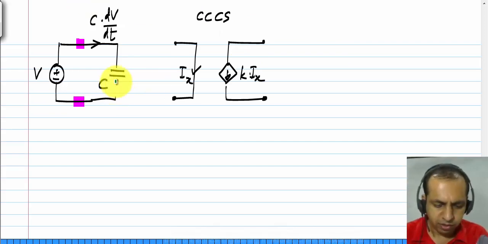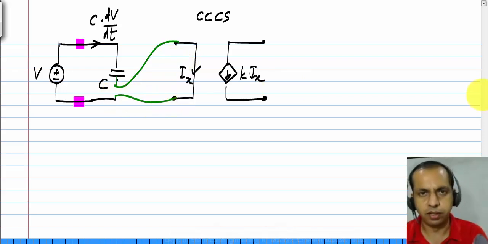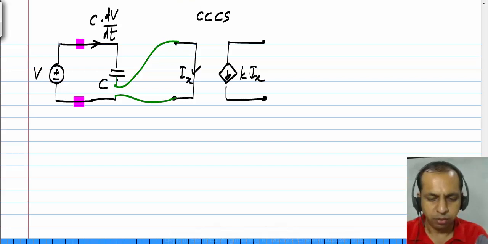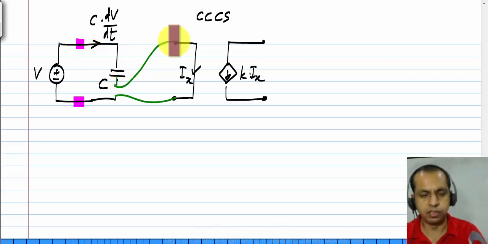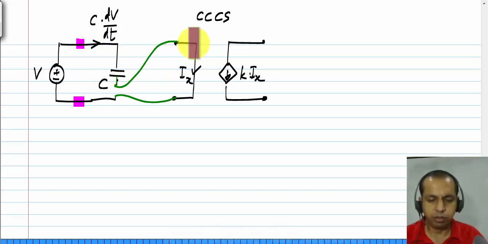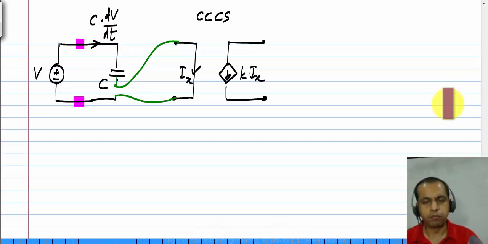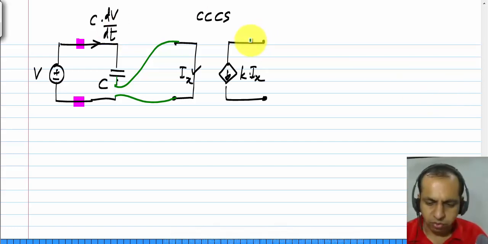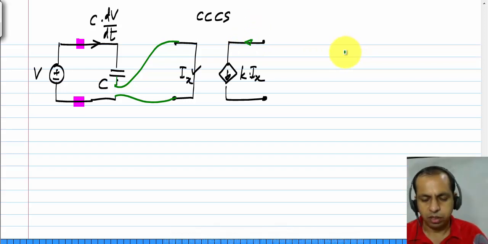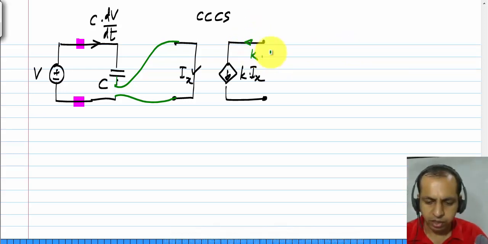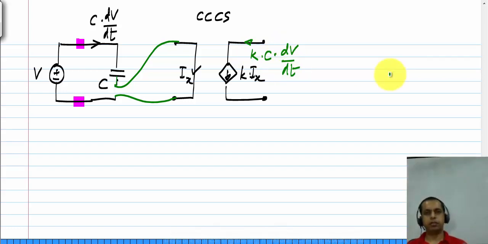I will sense the current flowing through the capacitor using the input branch of the current controlled current source. Now you observe that absolutely nothing has changed as far as the capacitor is concerned. The voltage across the capacitor is still V, because this part is a short circuit, it is just a wire. So the voltage across the capacitor is still V, so the current through the capacitor is still C times dV by dt. Now if you look at the current through the current controlled current source, it is K times C times dV by dt.